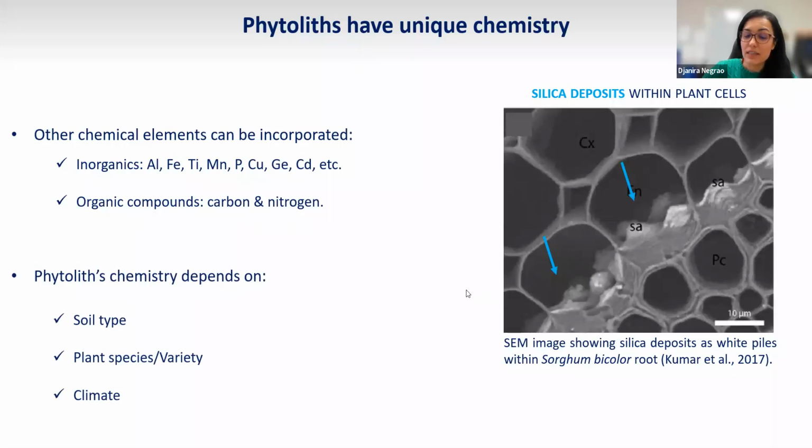The phytoliths chemistry will depend on soil type, plant species, and variety, and also climate. For example, it depends on precipitation. If it's very dry, the plant can absorb more or less silica.